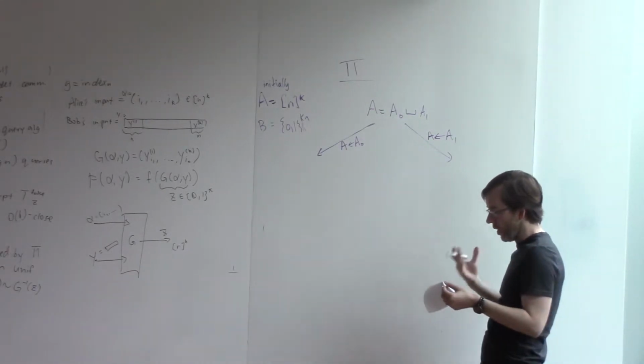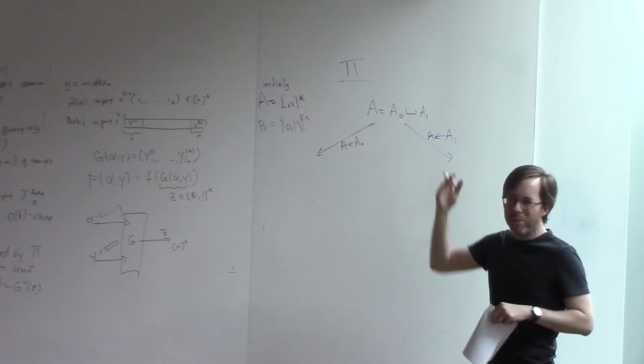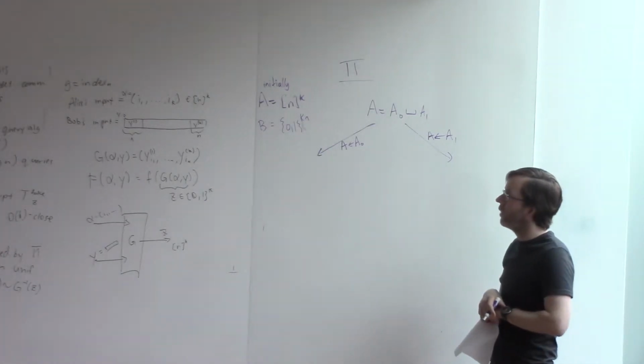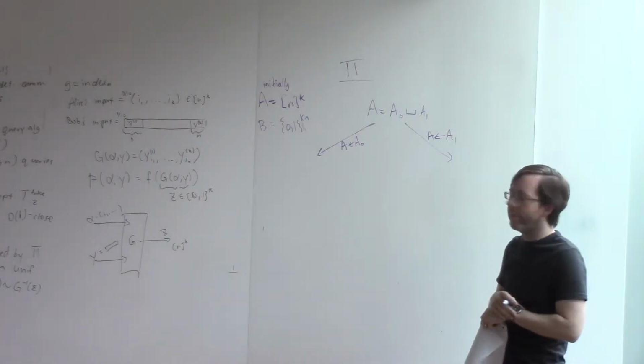Okay. And let's imagine that Bob speaks in the next round. In fact, we may as well imagine that Alice and Bob alternate by speaking each round. You can only change the communication by a factor of 2.